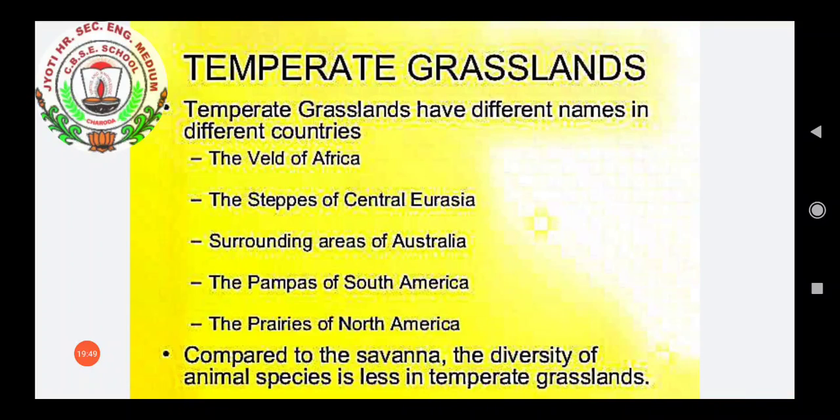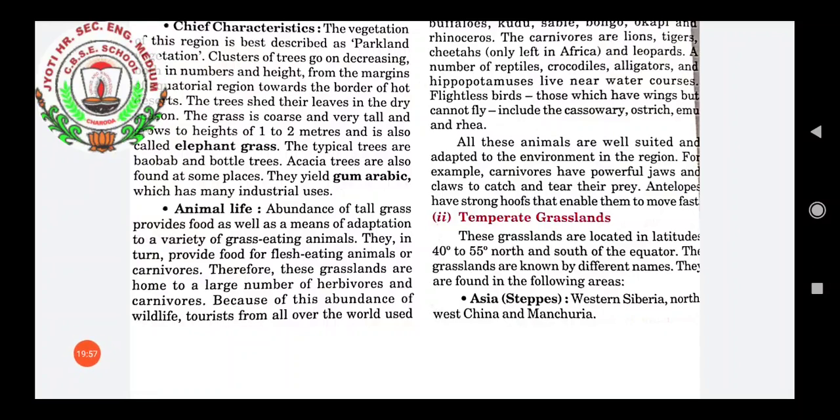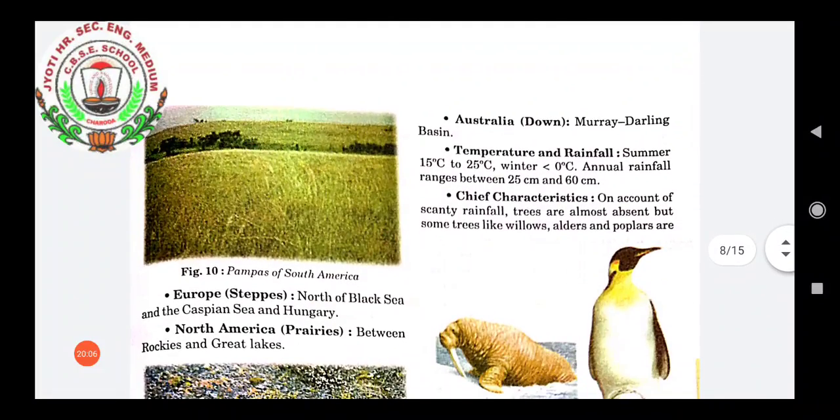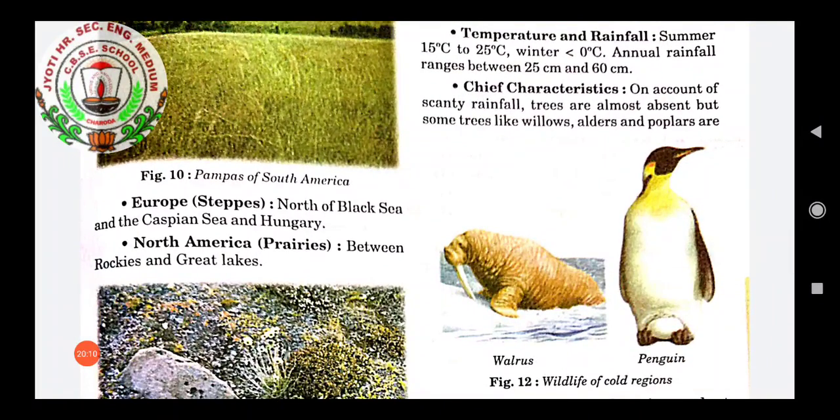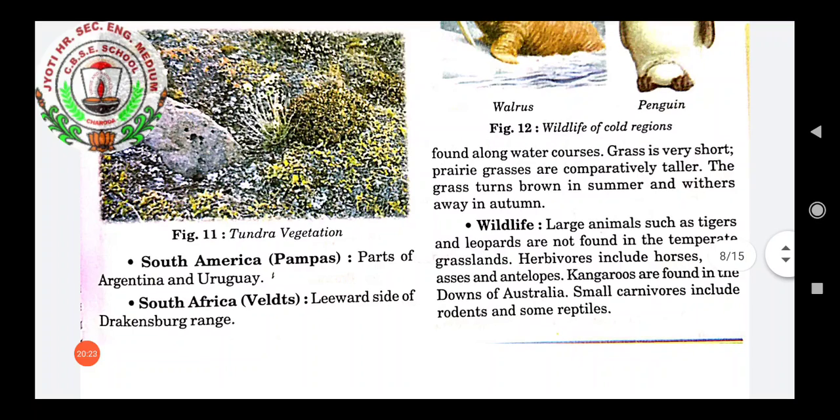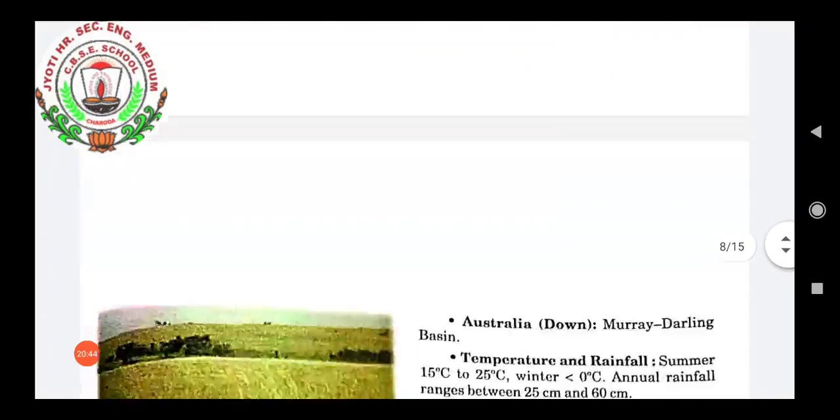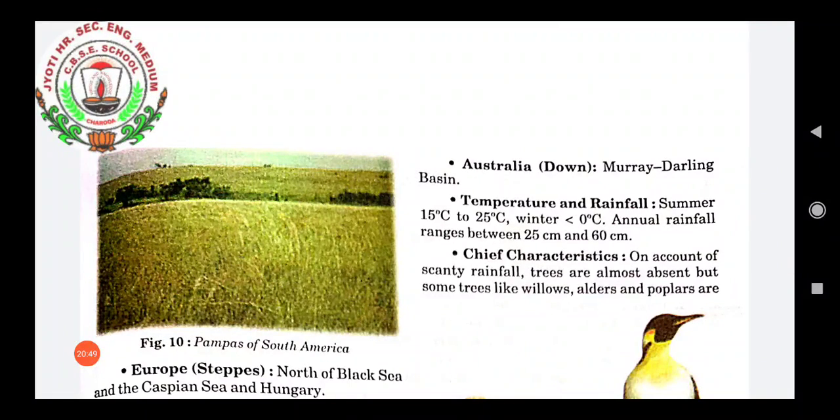Now we will see where we can find this temperate grassland. First of all, we can find it in Asia: in Western Siberia, northwest China and Manchuria. Europe also has this vegetation. In Europe it is called steppes, in north of the Black Sea and Caspian Sea and Hungary. In North America it is called prairies, found between the Rockies and Great Lakes. In South America this temperate grassland is called Pampas, found in parts of Argentina and Uruguay. In South Africa it is called veldt, on the leeward side of the Drakensberg range. In Australia it is called downs and is found in the Murray-Darling Basin.